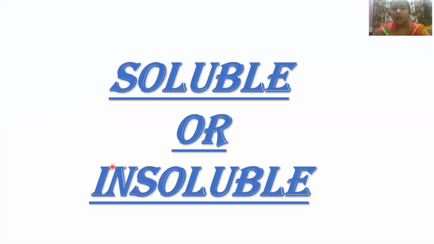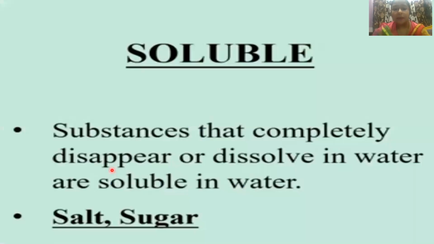Now, soluble or insoluble. Substances that completely disappear or dissolve in water are soluble in water. When you put something in water, it disappears, or we say dissolves, in water, those objects are known as soluble. For example, salt and sugar.